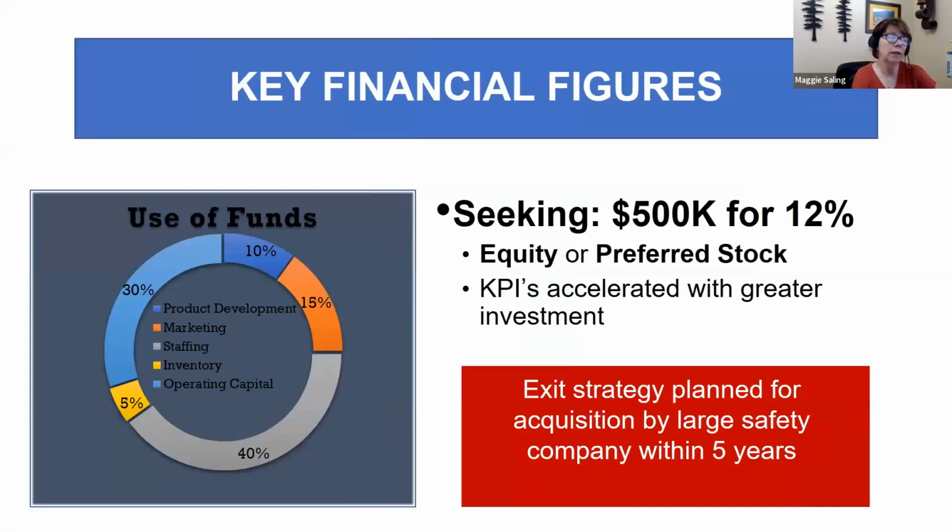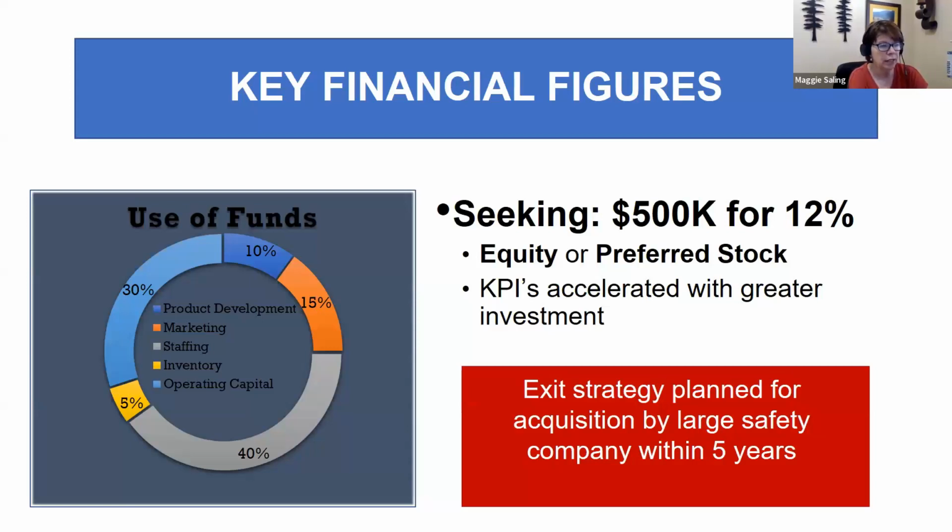All right, so this one is a little bit better. This one has financial figures. They're looking for $500,000 for 12% equity or preferred stock. So that tells us what their vehicle is. What's not great is this use of funds on the left side. It's too small. You've got black on dark blue. There's not enough contrast there for people to perceive easily what the different categories are that they're going to use the funds for. If it were just a white background, it would be easier to understand what they're talking about.